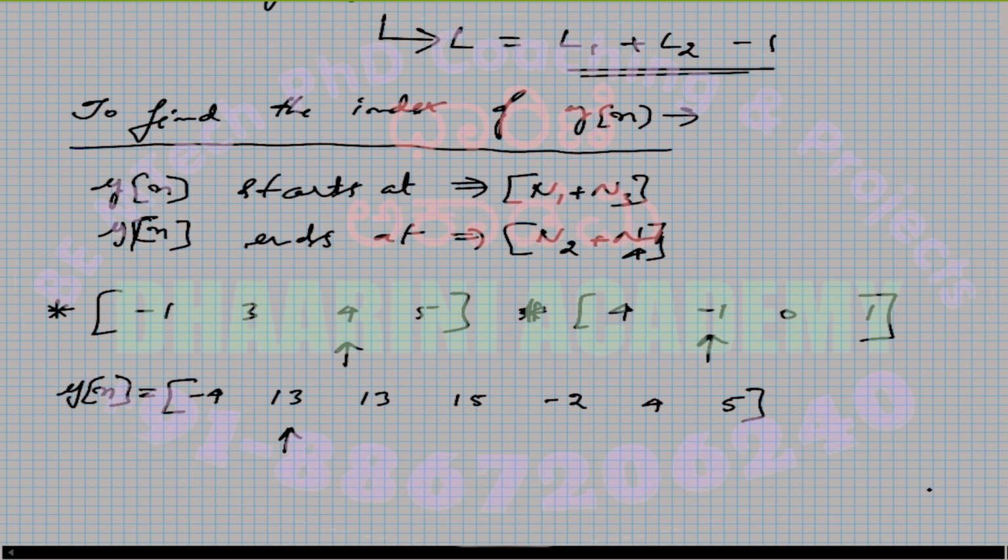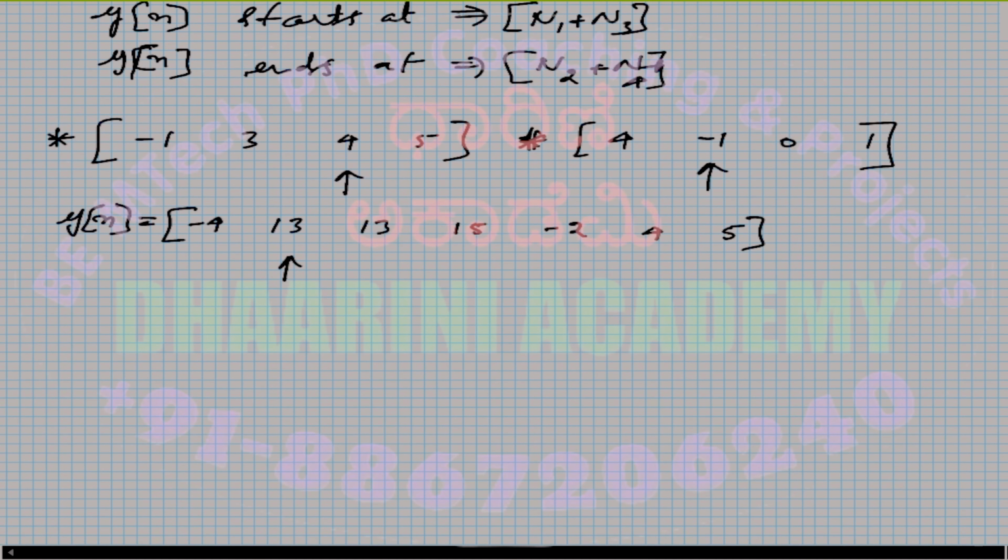Now let's just verify, right? According to this, the values I will be able to verify once I write a code. So you see, the first sequence starts at which point? It is starting at minus 2, right? And it ends at plus 1. The second sequence starts at minus 1 and ends at plus 2, correct? So where should the result start?